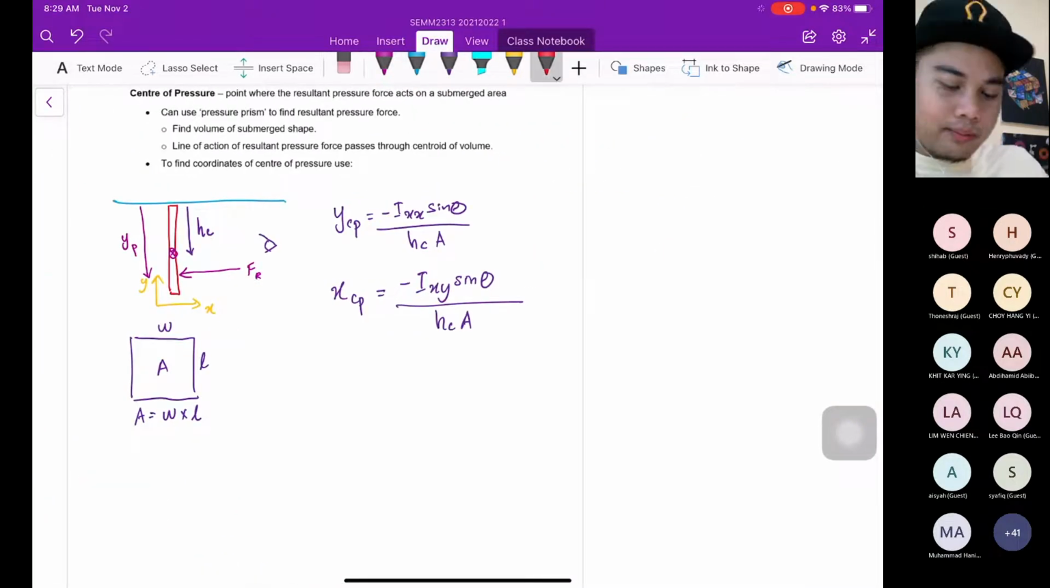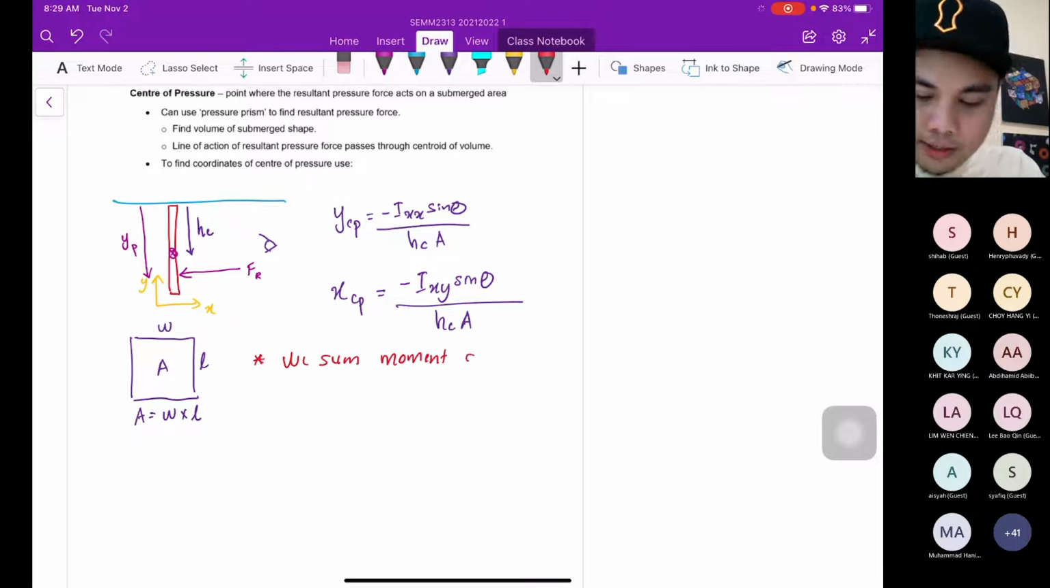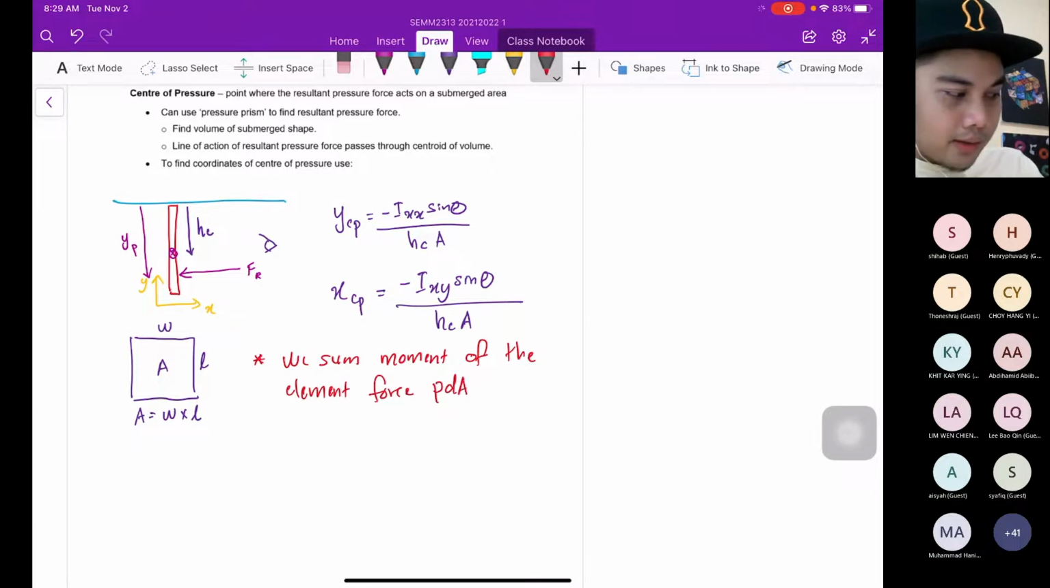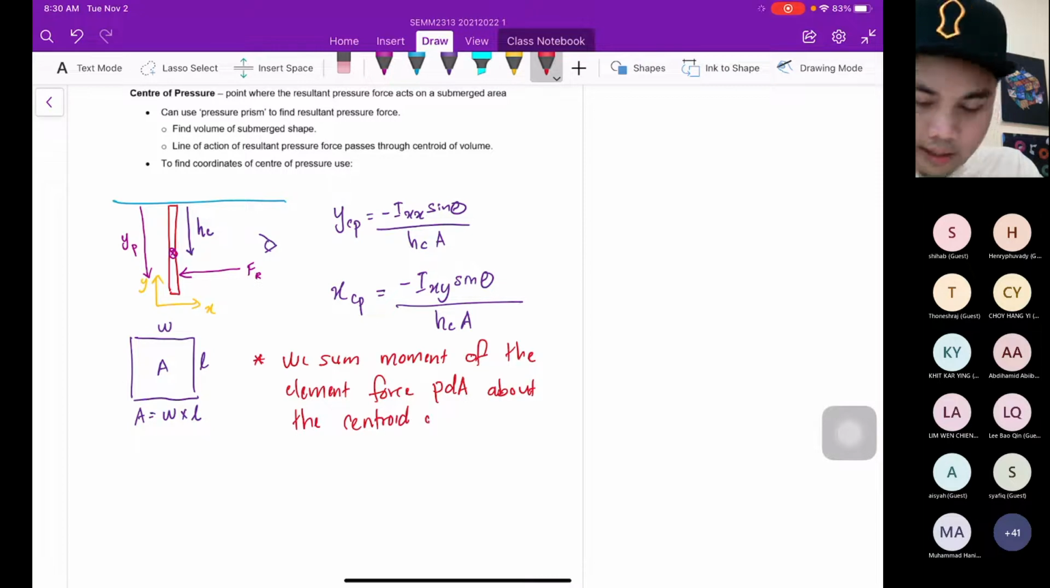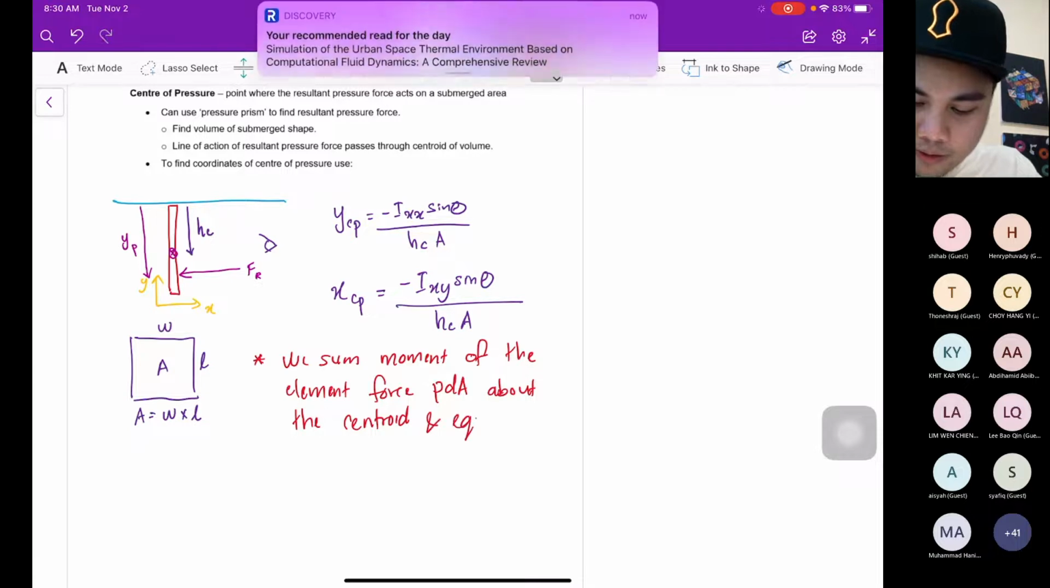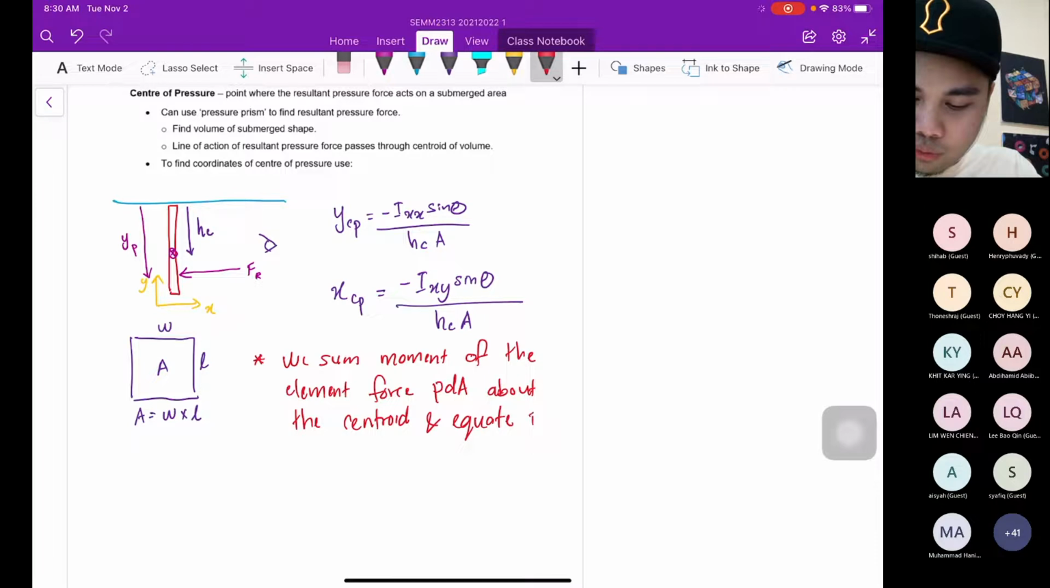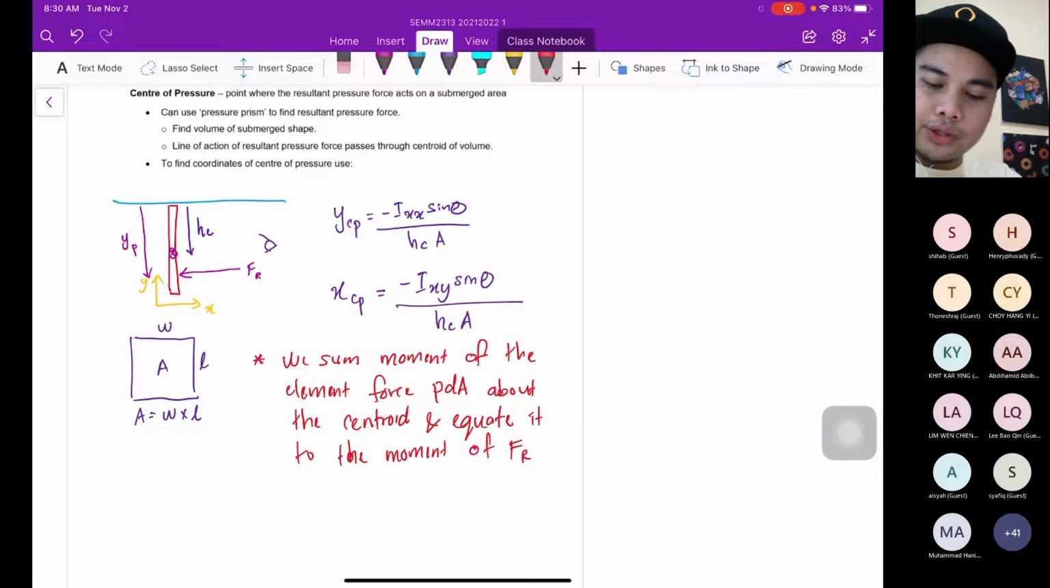Let me put the remark. We sum the moment of the element force, PDA, about the centroid and equate it to the moment of the resultant force. Basically this note refers to how to derive this equation.